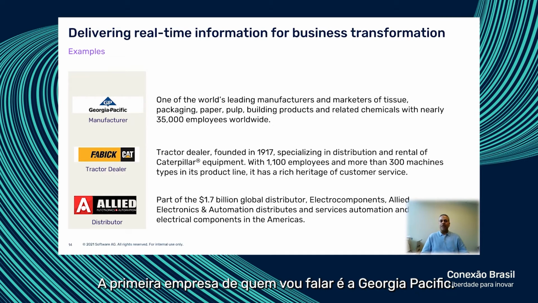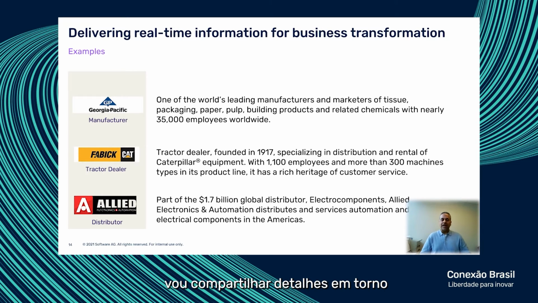The first company I'm going to talk about is Georgia Pacific. It's one of the world's leading manufacturers and marketers of tissue, packaging, paper, pulp, building products, and related chemicals with nearly 35,000 employees worldwide. The second case study I will share is Fabricat, which is a tractor dealer founded in 1917, specializing in the distribution and rental of Caterpillar equipment, with over 1,100 employees and more than 300 machine types in its product line. It has a rich heritage of customer service.